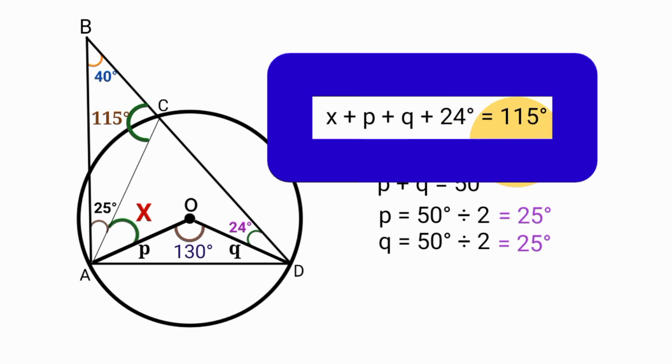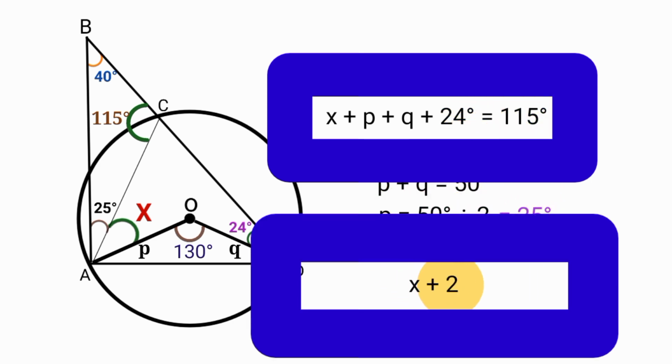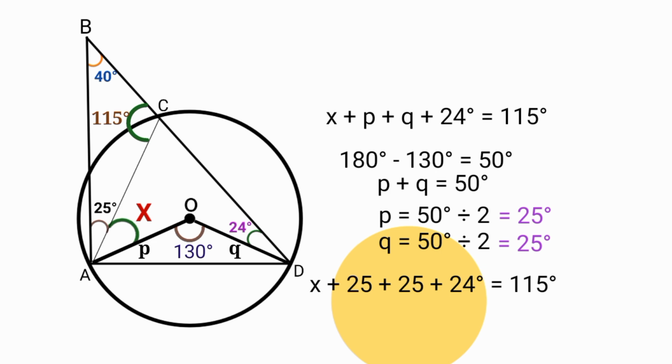Substituting the respective values of P and Q, we're going to have x plus 25 degrees plus 25 degrees plus 24 degrees equal to 115. 25 plus 25 plus 24 is equal to 74. So we're going to have x plus 74 is equal to 115.